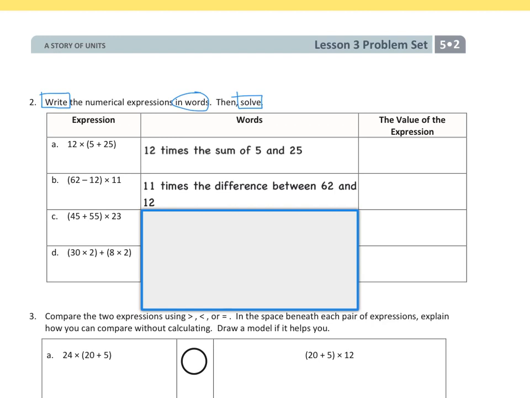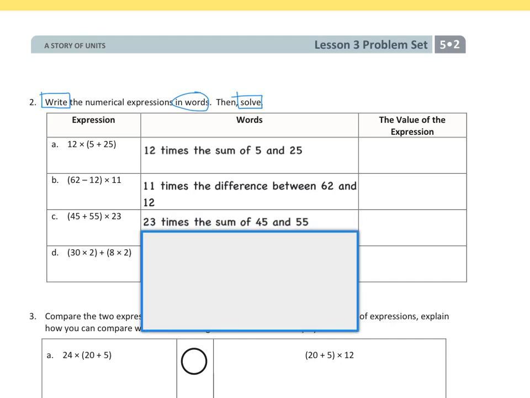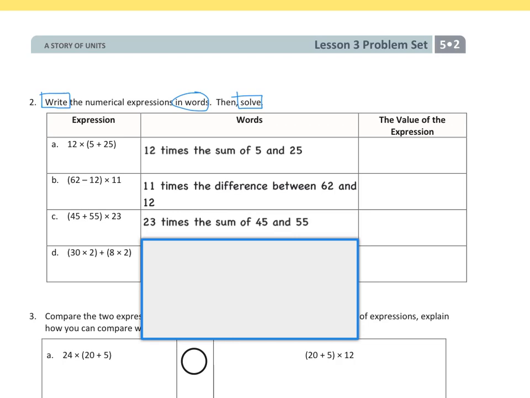So for 2c, I'm looking at what's in the parentheses. I'm adding 45 plus 55. Looks like I'm finding the sum, the answer to an addition problem, and then I'm doing it 23 times. So my numerical expression in words is 23 times the sum of 45 and 55. Once again, guys, remember I'm not using the word plus. I don't have the word plus in my sentence, nor do I have a plus sign in my sentence. We need to use the word sum and just say that we are using the sum of 45 and 55 as our addition problem.